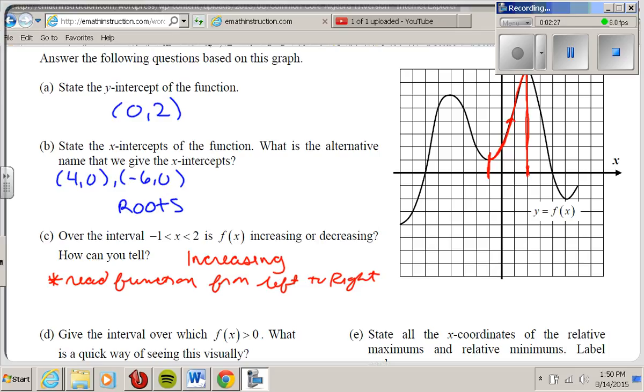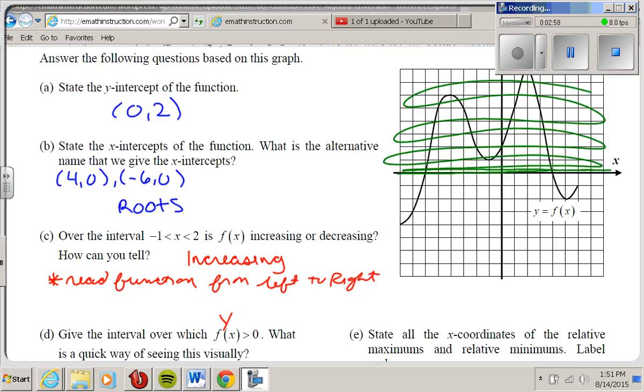Okay. We're going to give the interval over which f of x is greater than 0. What is a quick way of seeing this visually? Okay, so I want to know, where is my function greater than 0? F of x, again, is function notation for y. So when is y greater than 0, on what interval? If I'm looking at this graph, where does that occur? Well, here's y equals 0, which is my x-axis. When is it greater than it? Everywhere up here. So where does my function exist? What is the interval for which it's in that green space?